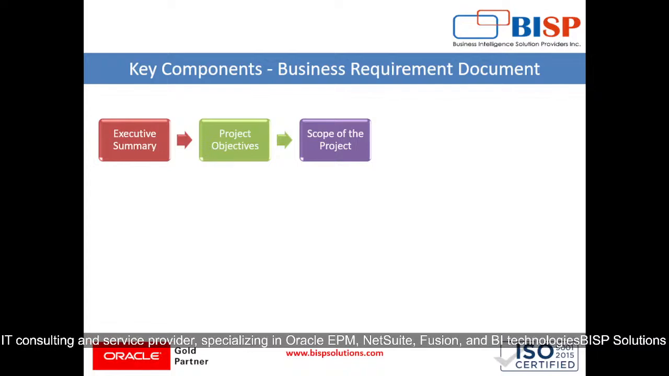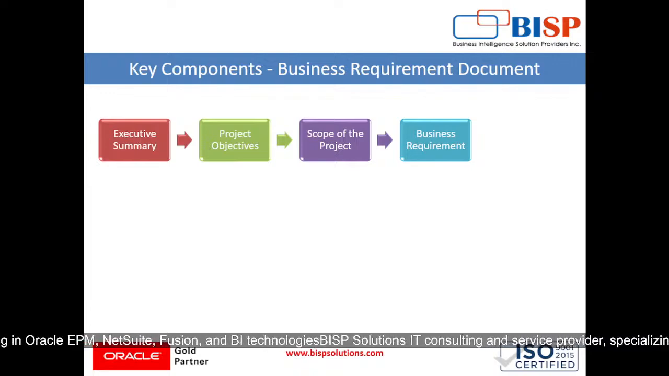Then scope of the project, where in scope is the list of activities, deliverables and functionalities to be included, and out of scope, where explicit mention of what is excluded to avoid scope creep will be there. Then business requirements, where specific, measurable and clear requirements are categorized into functional requirements and non-functional requirements. Functional requirements are features or capabilities the system should have, and non-functional requirements are performance, security, usability and compliance needs. Then prioritizing of requirements, which means must have, nice to have.